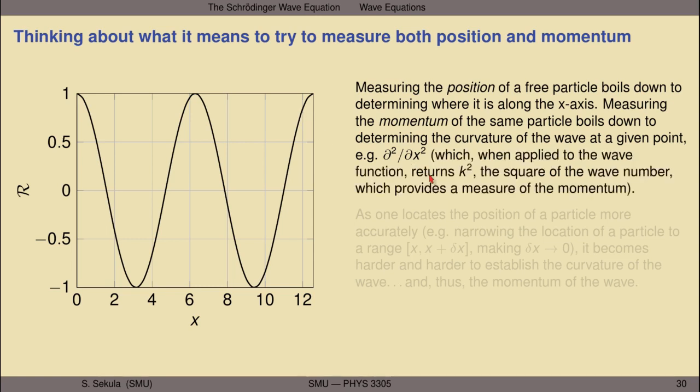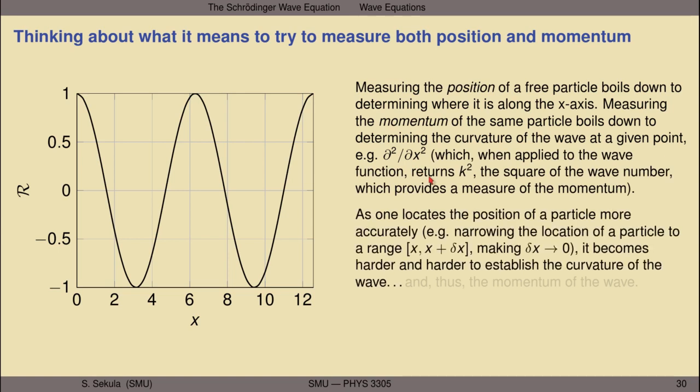All right, so what we want to do is try to locate the particle more and more precisely by zooming in on the wave function to really localize the phenomenon to one narrow region of space. And this is equivalent to identifying where it is in a range x and x plus delta x, and then sending delta x more and more towards zero to zoom way, way in on a narrow slice of the wave. All right? But as we'll see, it's going to become harder and harder to establish the curvature of the wave as we do this, and thus, the momentum of the wave is going to slip from our grasp.